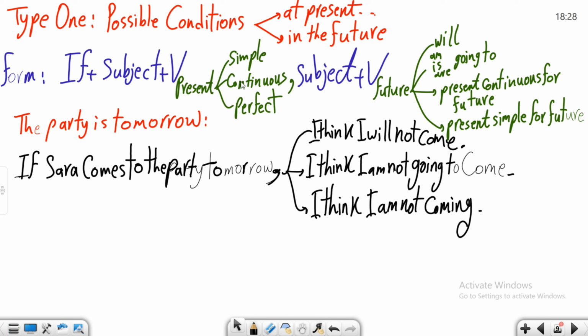Here we use a present simple, continuous, or perfect in the if clause, and we cannot use will, as I said before. And in the other clause, the second clause, we use the subject and the verb in future. And we have talked about 4 types of future, and I recommend watching the video again on this topic. It is 2 videos before.